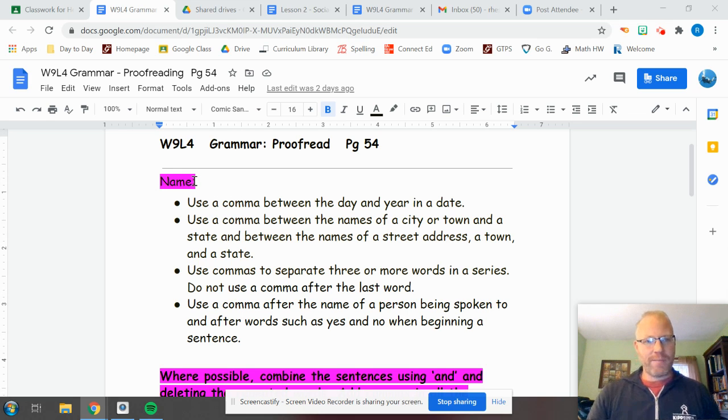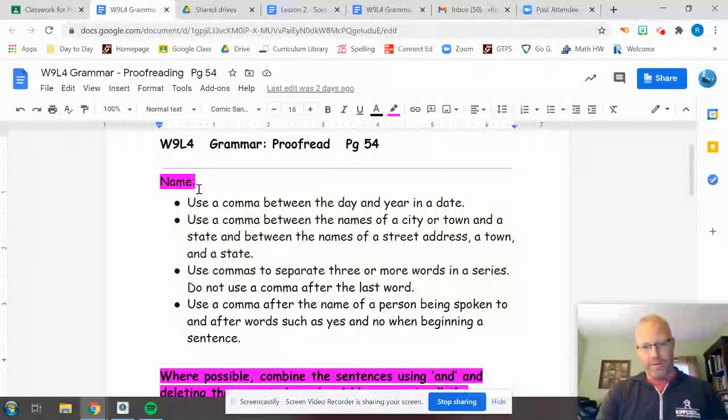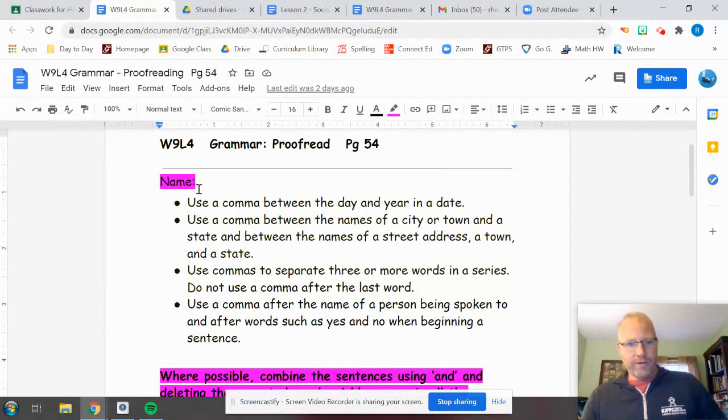Start off by putting your name on your paper right here where it says name. You just click and type. Once you're done with that, we're talking about using commas between things. So I'm going to go through all the rules, and then you're going to proofread and add commas where it is needed. Combine sentences when needed, and then you are finished.